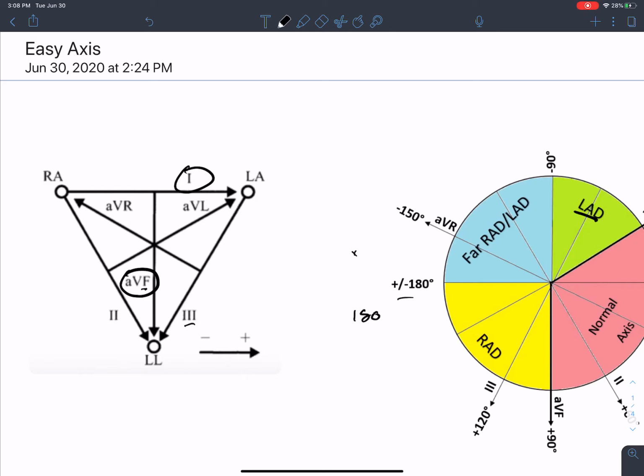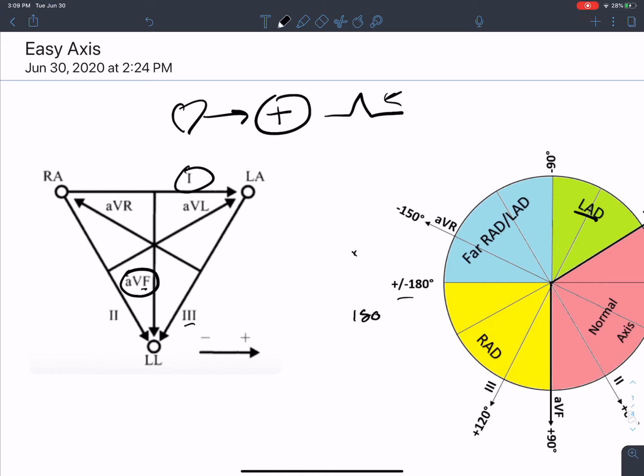Now we have to keep in mind throughout this entire thing that impulses that travel toward a positive deflection or toward your electrode appear as positive deflections. Right? They travel in this direction toward that positive electrode from the heart. It shows up like this on your EKG, and that's what we call a positive deflection.